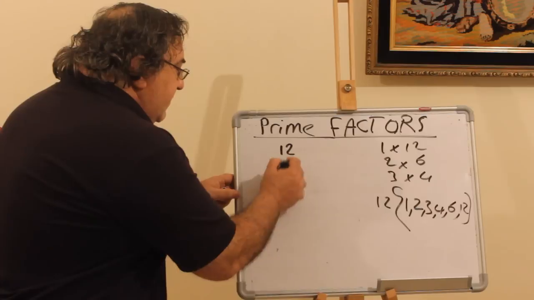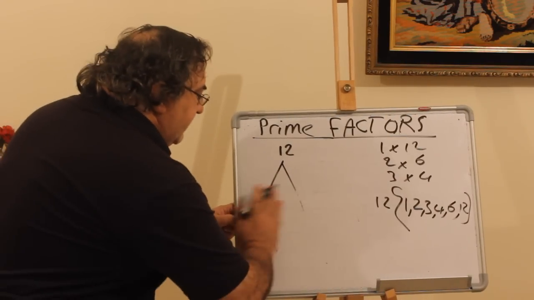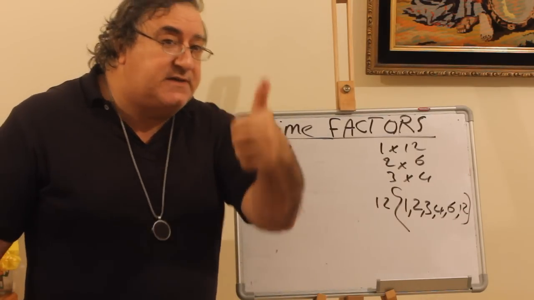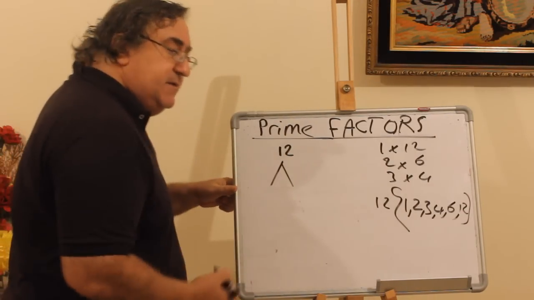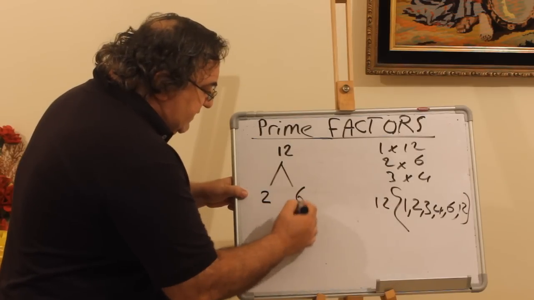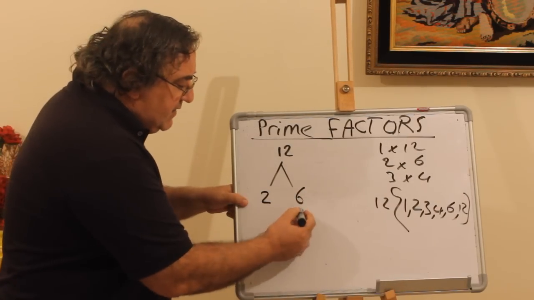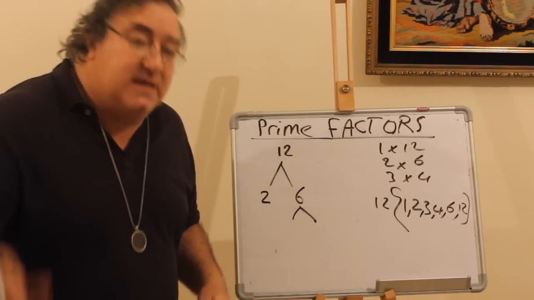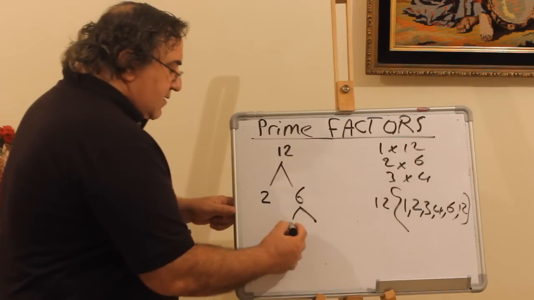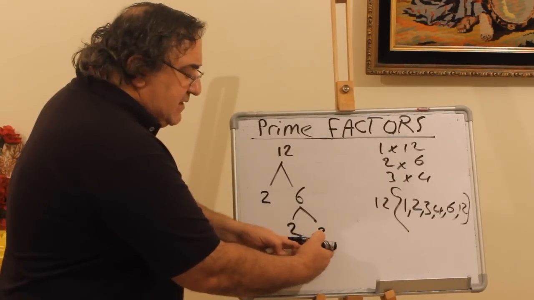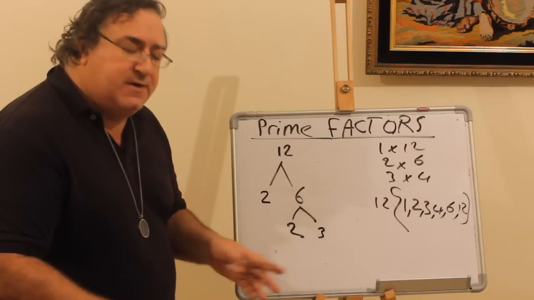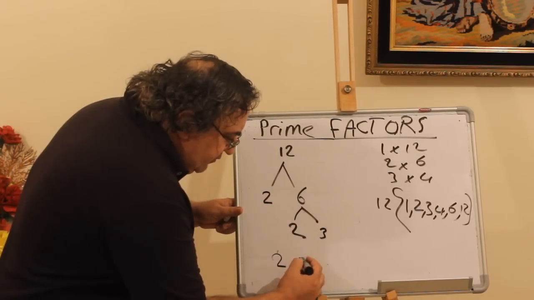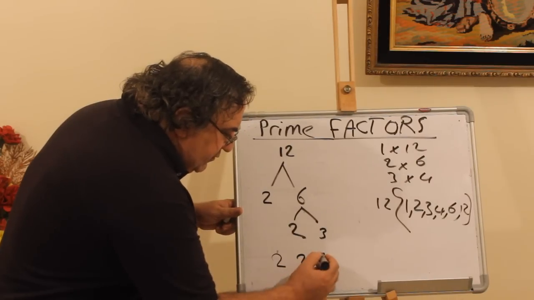I start using the prime numbers. What are the prime numbers? The first number is 2. So I can divide 12 by 2, yes. Divided by 2 gives me 6. Now 6, I can still go on with 2. I can divide it by 2, yes. That gives me 3. Once it stops at 3, which is a prime number, there are no more numbers to divide. So these are the prime factors of 12: 2, 2, 3.